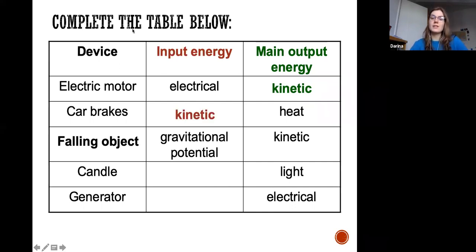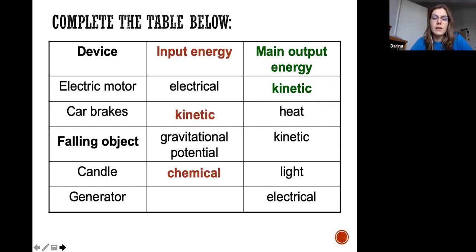Candle, what's the input energy for a candle? Any ideas? What's the input energy for a candle? How is it actually getting that energy to burn? So this one is chemical. So obviously we're using the wax and the wick, burning that, the chemical combustion reaction.